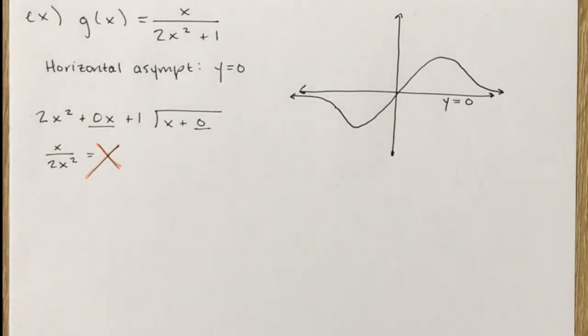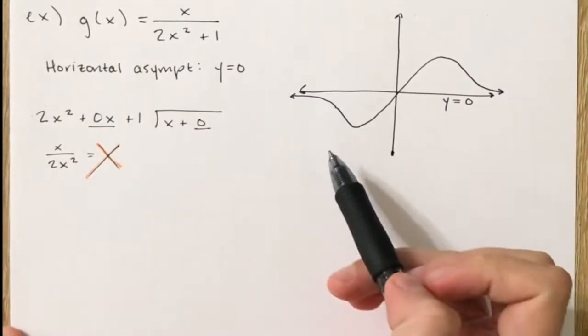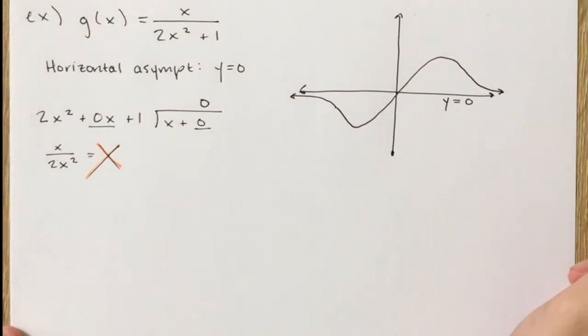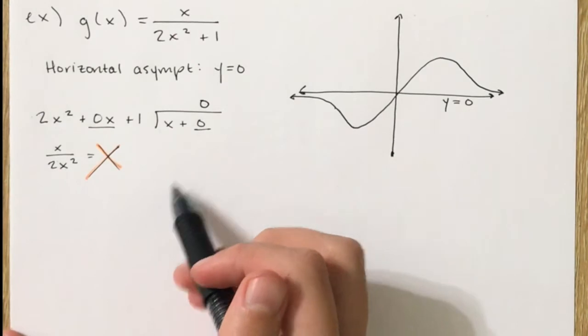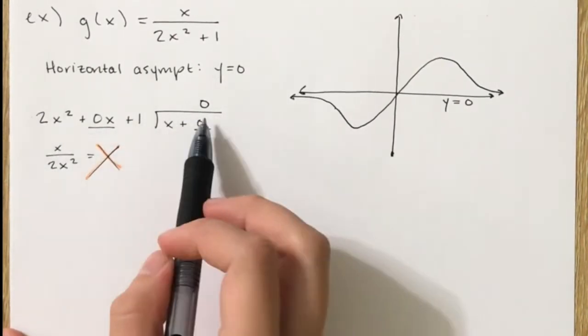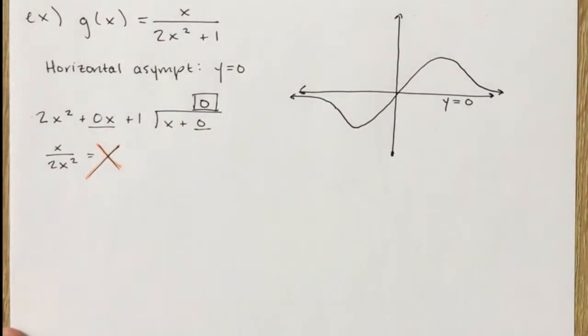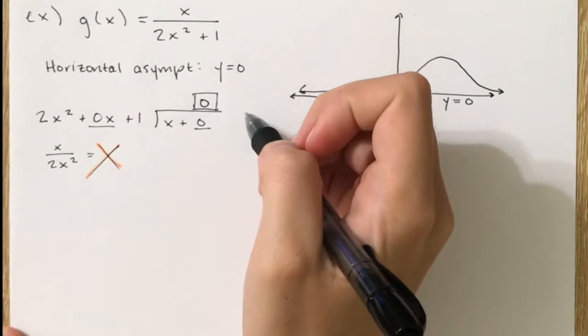So we can't do that. So how many times can this fit into x? 0 times. 2x squared is way too big to fit into x. So our quotient here is 0. So this tells us that we have a horizontal asymptote of y equals 0.